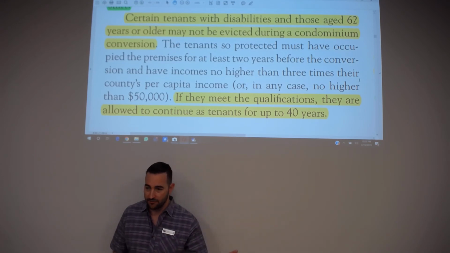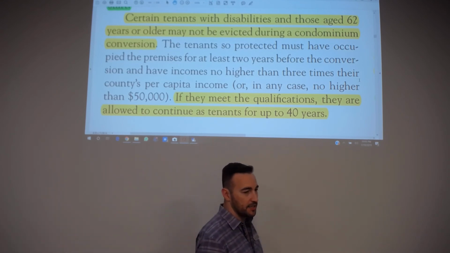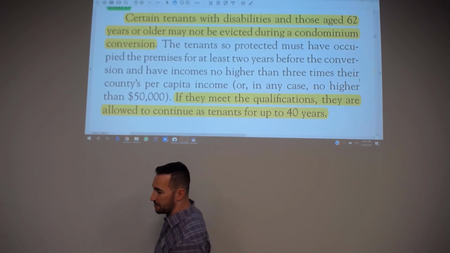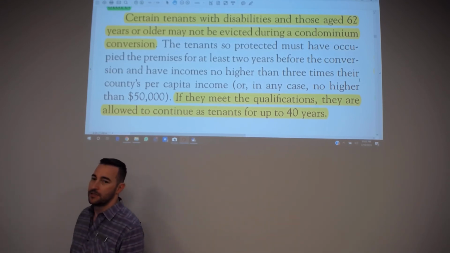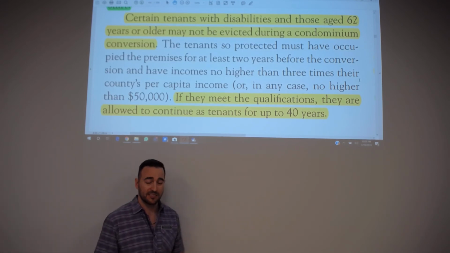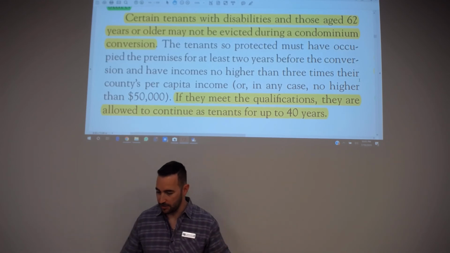If they meet these qualifications, then they're allowed to stay for up to 40 years. You cannot kick senior citizens or people with disabilities out of that rental. They're allowed to stay up to 40 years because their income is limited. Once they move, where are they going to go? So it becomes difficult, and that's what they're trying to protect.